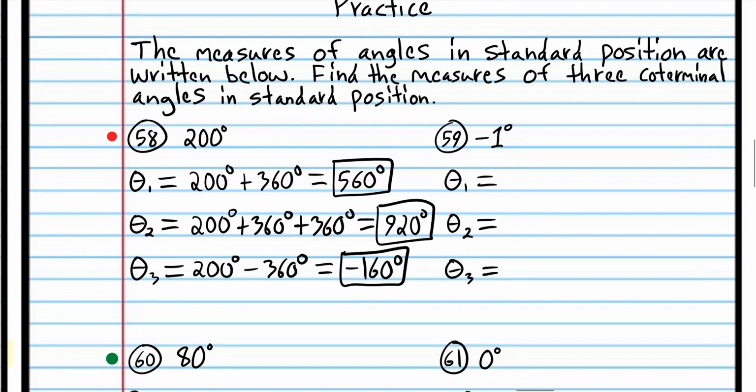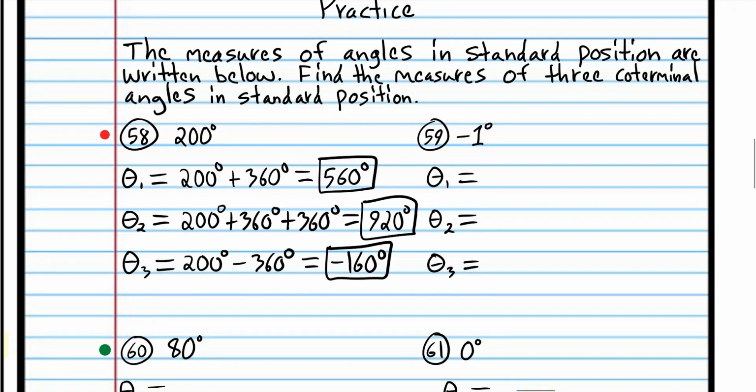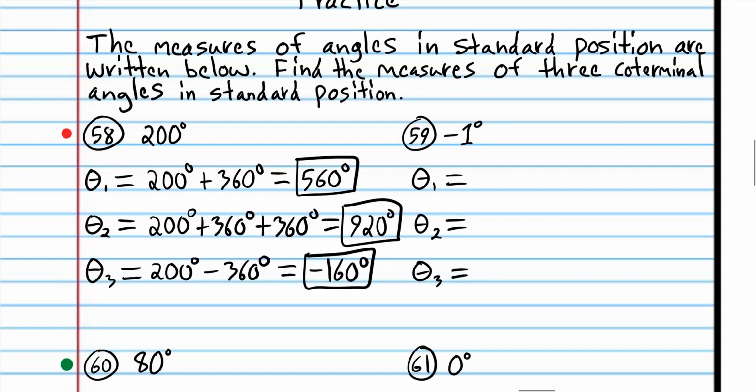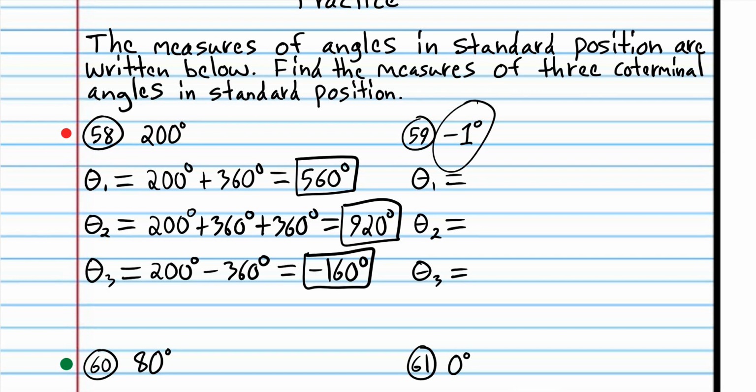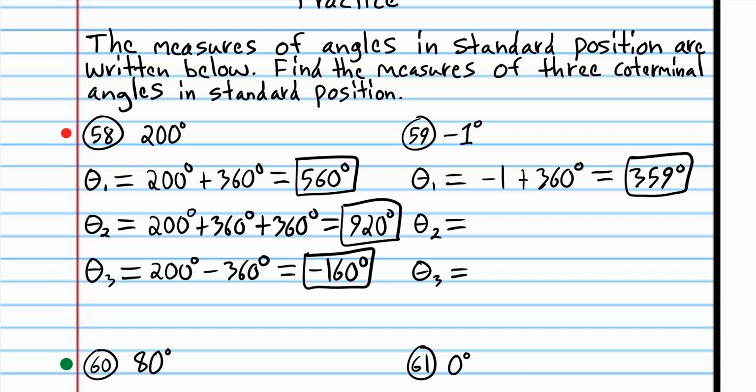The vertex is at the origin of the xy coordinate system and the initial side is on the positive part of the x-axis. So now we have negative 1 degrees. Let's find some coterminal angles. I'm going to add 360, and we get to 359 degrees. That's coterminal with negative 1 degrees.